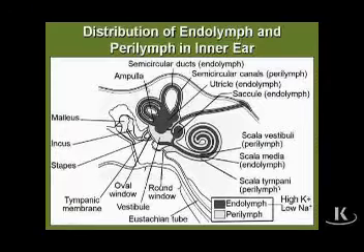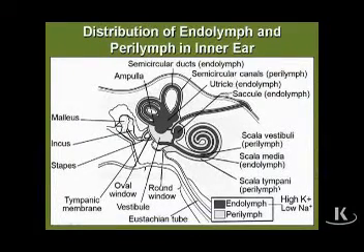The ampulla contains an ampullary crest that is responding to angular acceleration. The utricle and the saccule contain patches of hair cells that are responding to linear acceleration, or helping us maintain upright posture relative to changes in the body position relative to gravity.